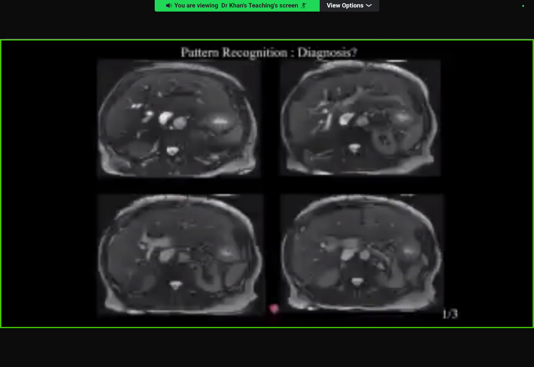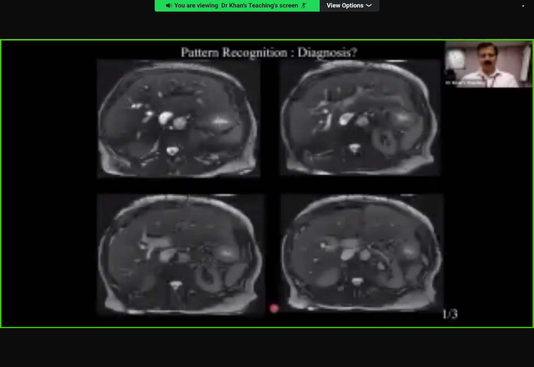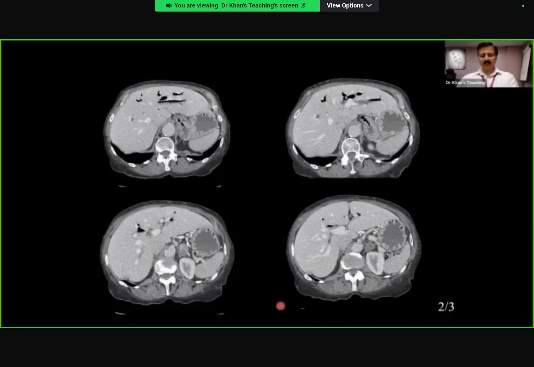Okay, so I can't see any focal hepatic lesions. Is it generalized hepatic steatosis? Okay. So what was that? Air. Air. So this is pneumobilia, isn't it?